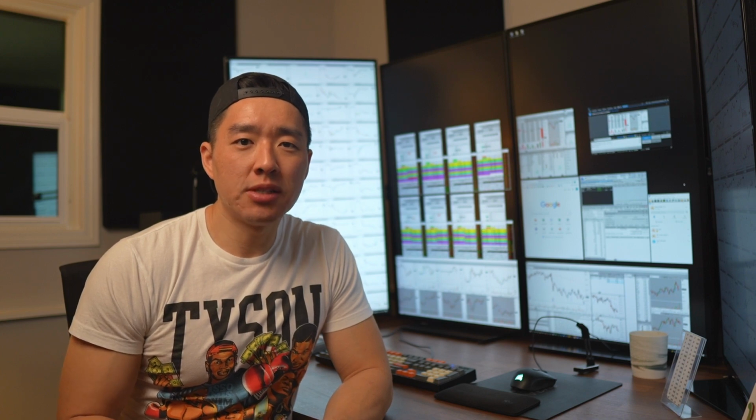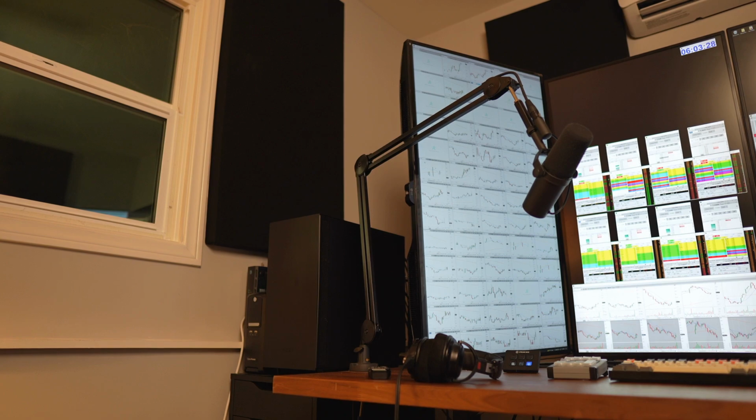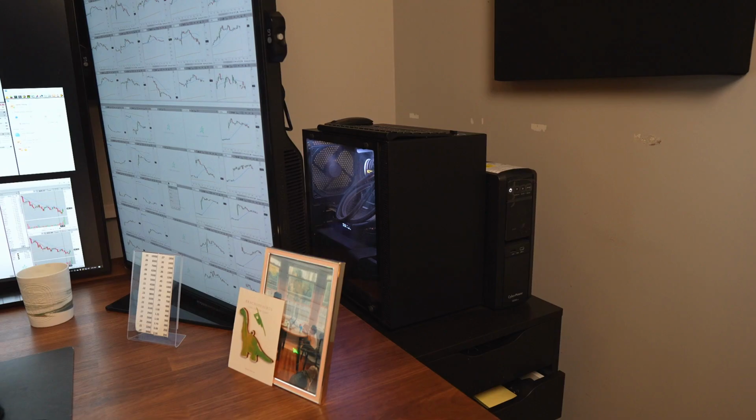I use two PCs, both I built myself. The one on the left is my main PC, which is the one I trade off of, and the one on the right I just use for my thumbnail charts and scanning. I'll have the specs down in the description box below, along with everything else I mentioned in this video.